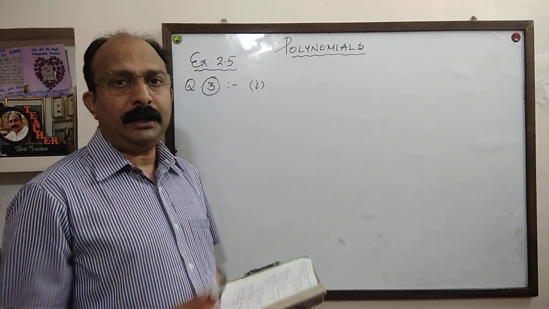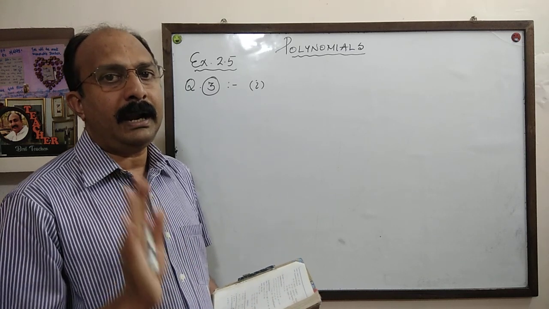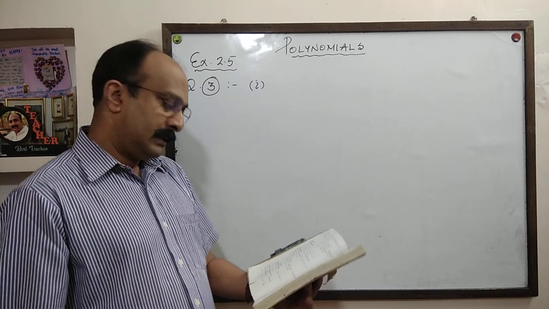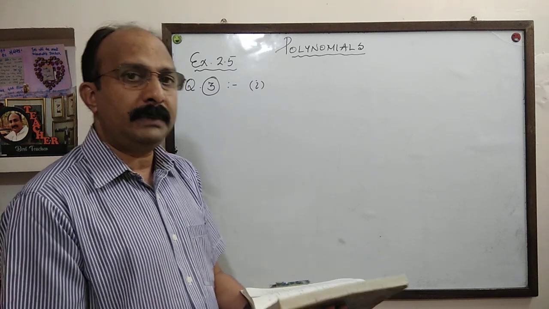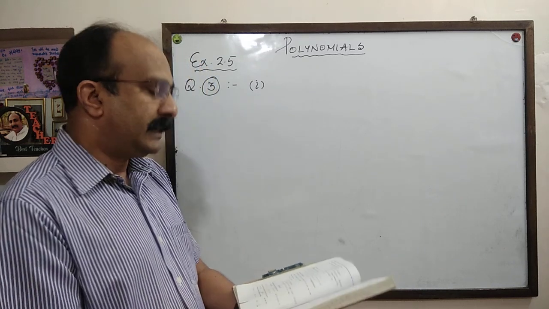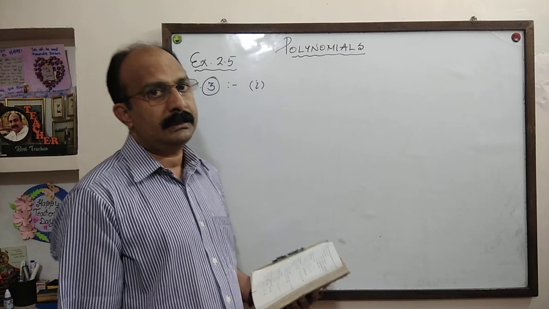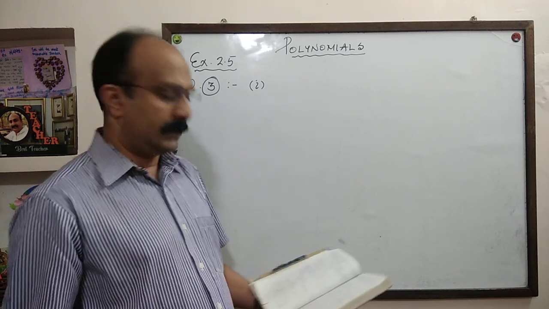So once again I remind you, this exercise is totally based on the algebraic identities that we have discussed in the previous class. So I am continuing with question number 3, and question number 3 is factorize the following using appropriate identities. Using appropriate identities, it is important.